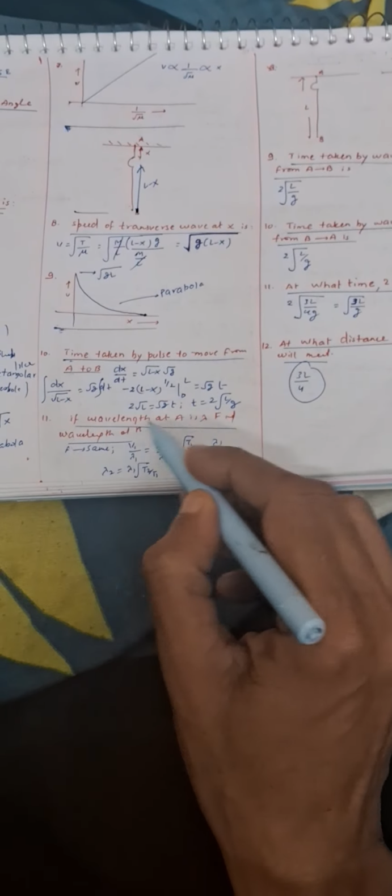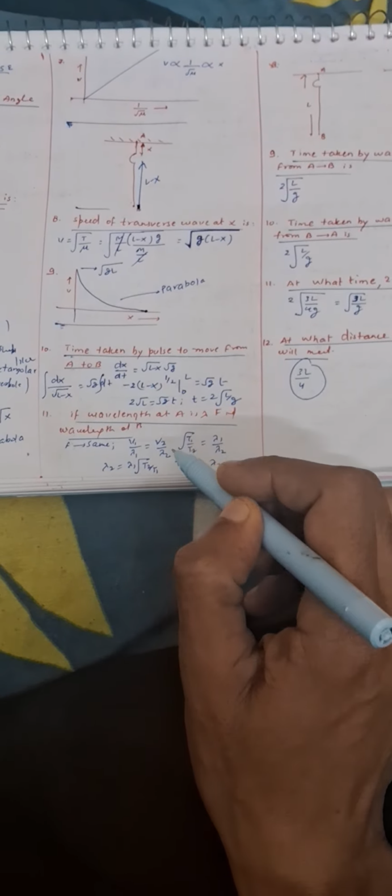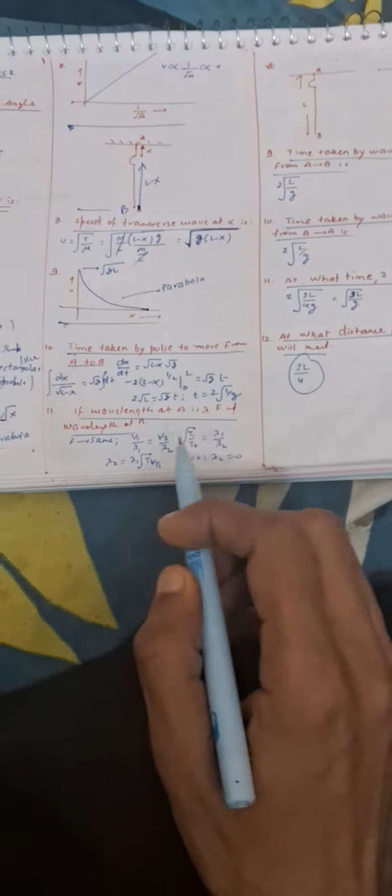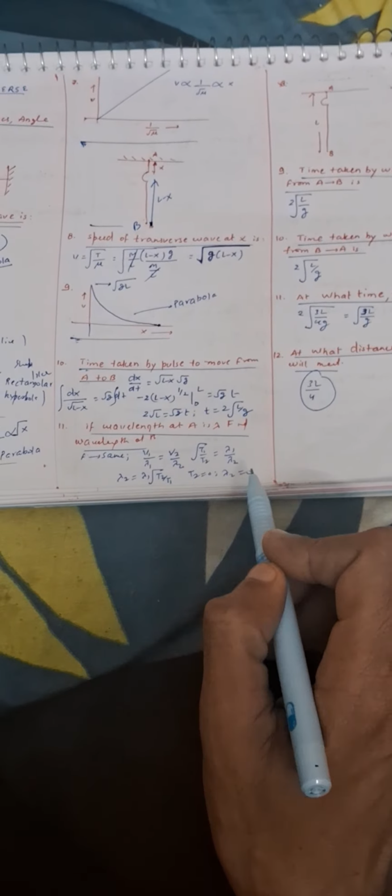Next question: the wavelength at A is lambda. Find the wavelength at B. B is this point. Here we can say that the frequency remains the same. So V1 by lambda 1 is V2 by lambda 2. And we can see that at point B, the tension will be 0. That means lambda 2 will also be 0 at this point.